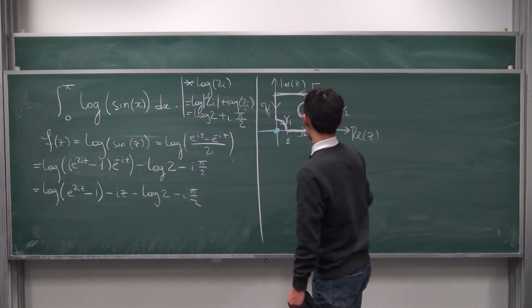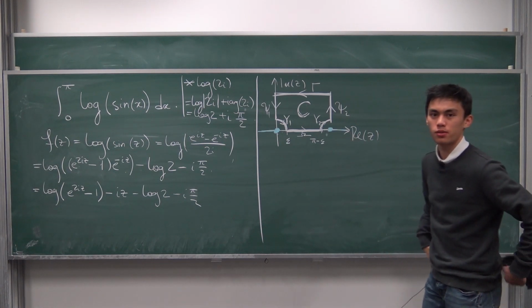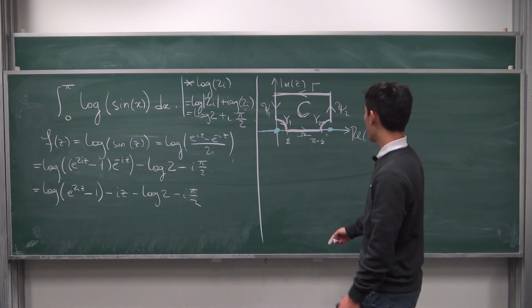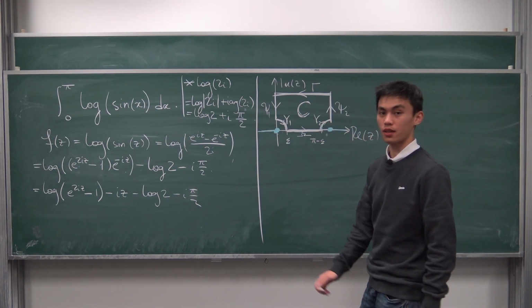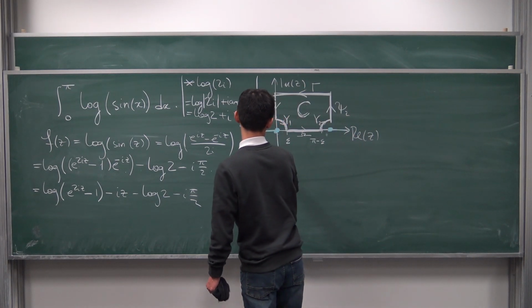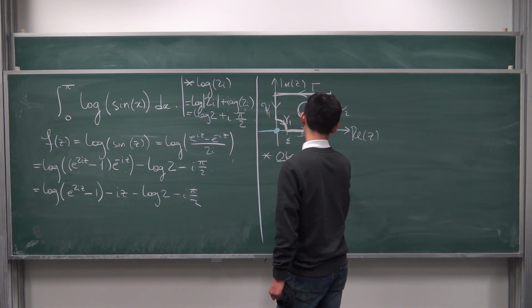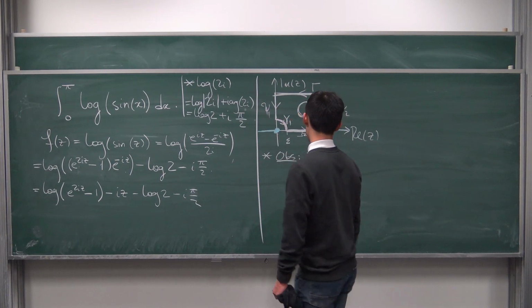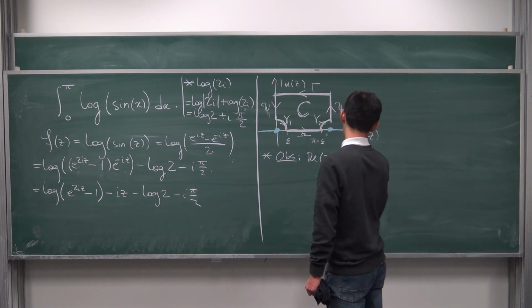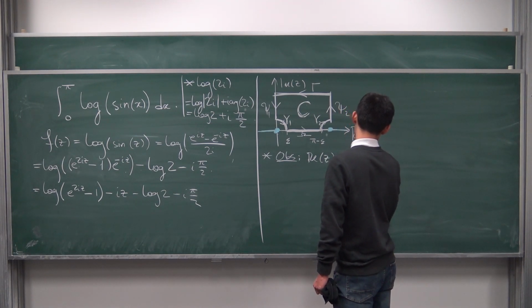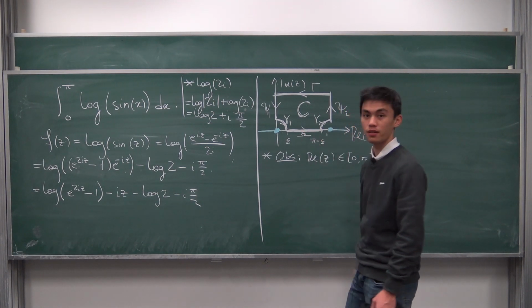Okay. Now, you notice one thing with this contour here, which makes it really quite nice. Everywhere that we're going to be integrating, so observation here, we have that the real part of z is on the interval 0 to pi. So the real part of z is always bounded in that range.